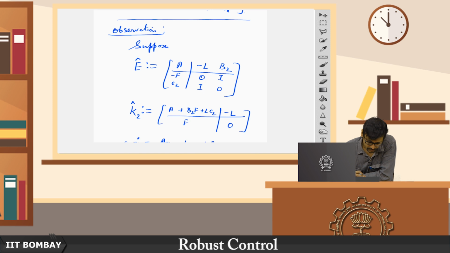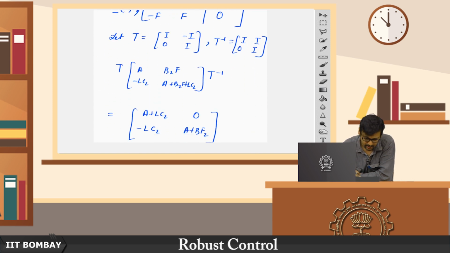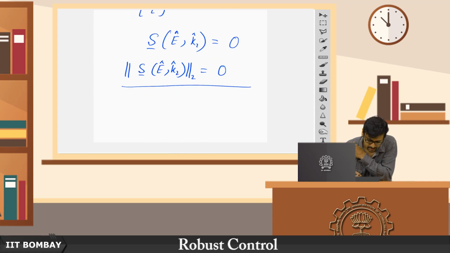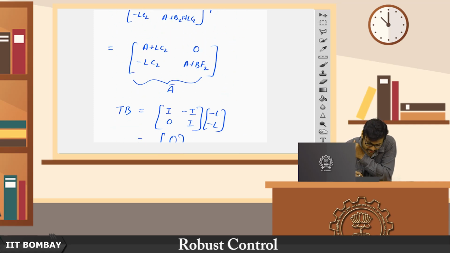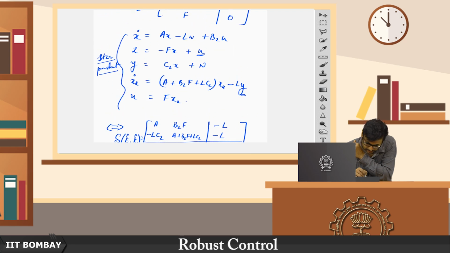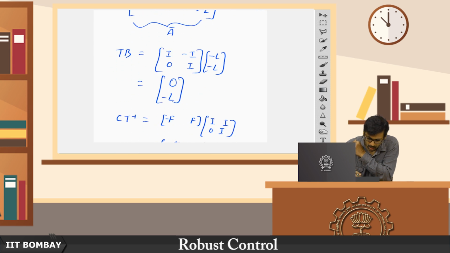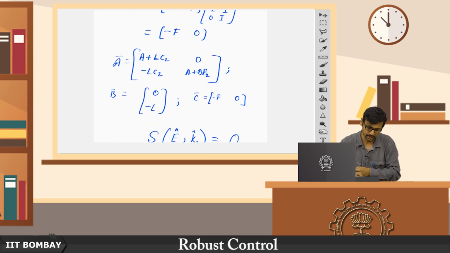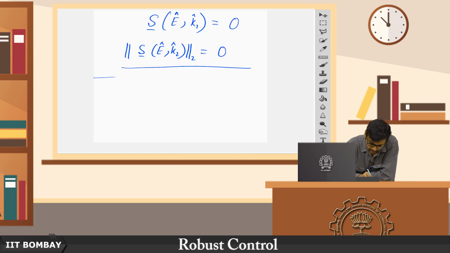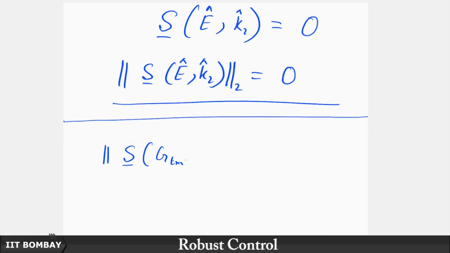We have already derived and shown that the star product of E and K has a norm equal to 0, where K is given by this particular controller. This is the controller K. Now, how does this help? Notice what we are aiming to do. Let me draw a line and start today's lecture. We are now concerned with trying to minimize the star product's norm, where the star product is between G hat TMP and K hat.